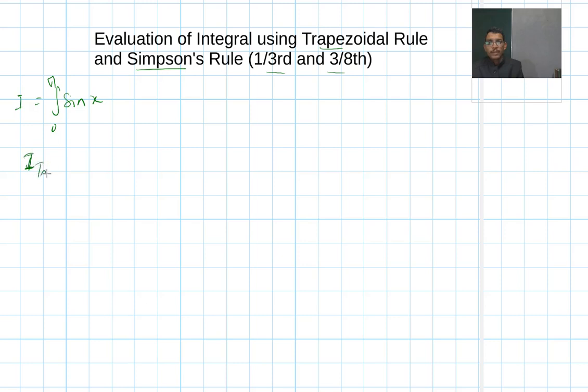So the integral using the trapezoidal rule can be written as the integral from x naught to xn of f of x dx. The formula for it is h by 2 times f naught plus 2 times f1 plus f2 and so on up to fn minus 1, plus fn.